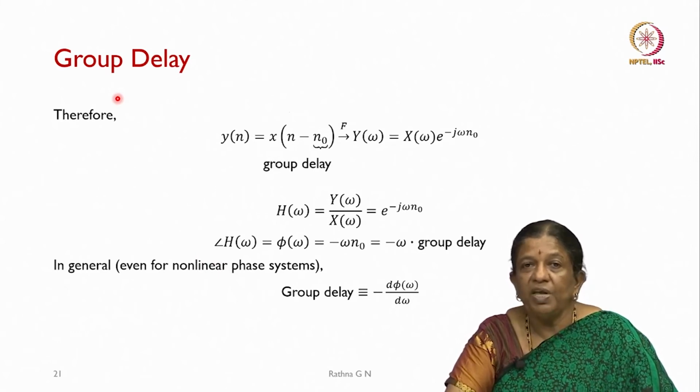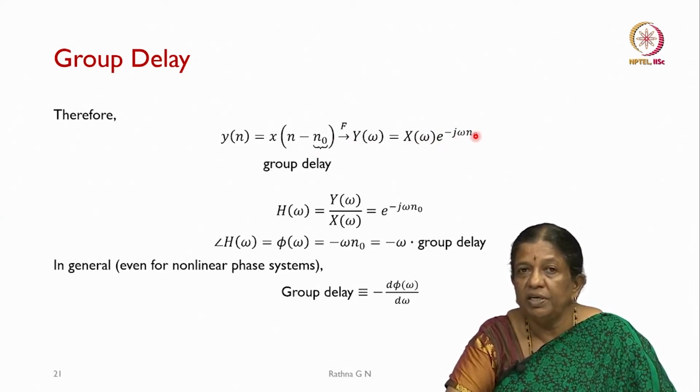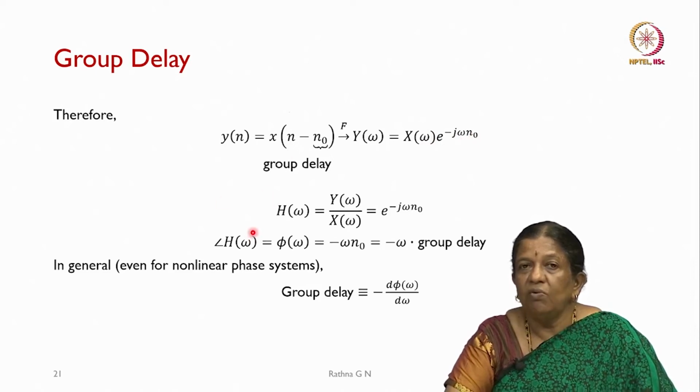Group delay, which we have to consider. So, y of n is my output, and x of n is delayed by n naught. We call that the group delay. Then what happens to the frequency domain signal, where y of omega is the output, which is going to be x of omega times e power minus j omega n naught? So then what happens to the magnitude and phase responses?